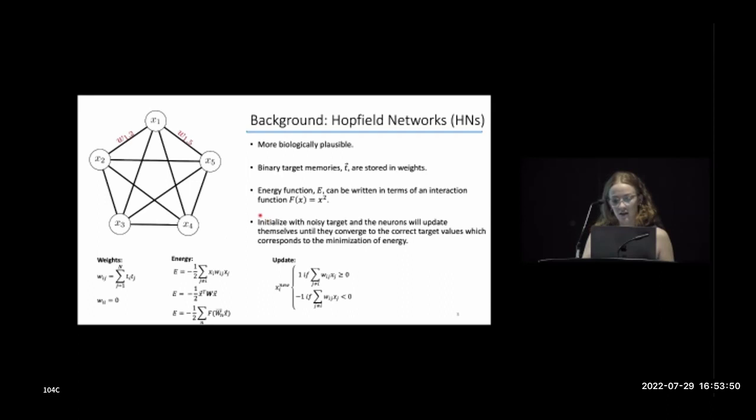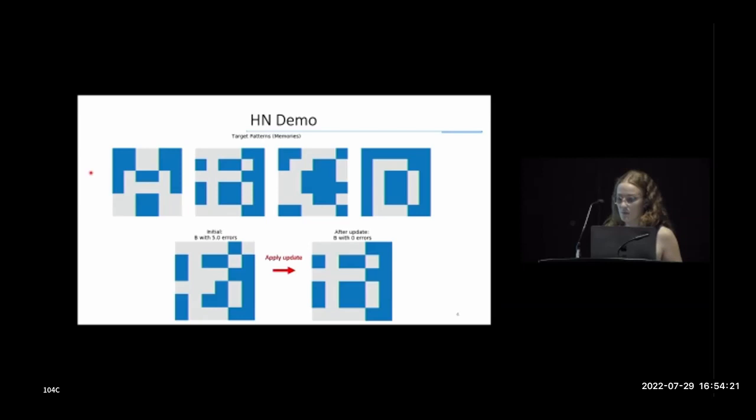So if we initialize these neurons in our network to a perturbed version of one of our target memories, they will update themselves according to this update rule to converge to the correct version of the target that is stored in the memory. And these updates correspond to the minimization of the energy, or the minimization of the conflict or inconsistency in the network. So just as an example, if we consider these four patterns to be the memories we want to store in our network, and we initialize it in this messy version of pattern B, and we apply the update, we can retrieve the full memory with no errors.